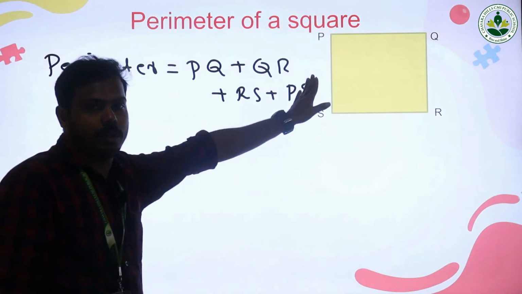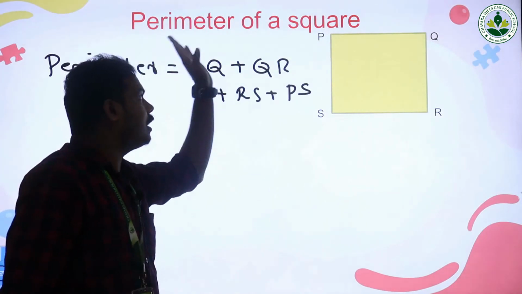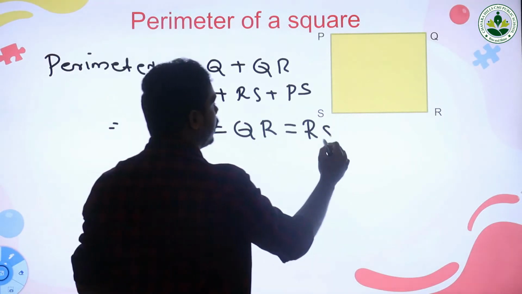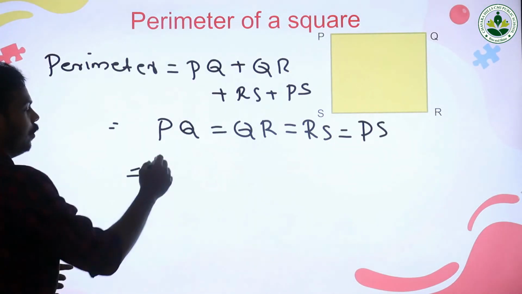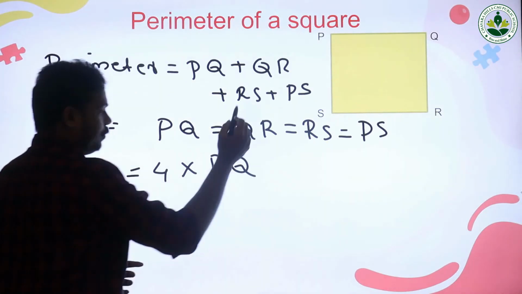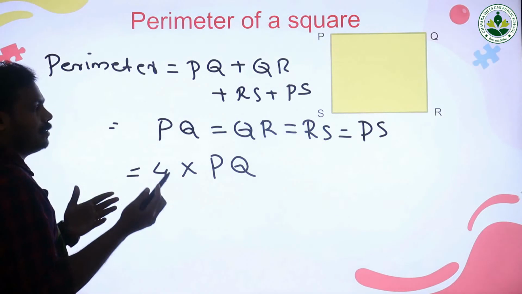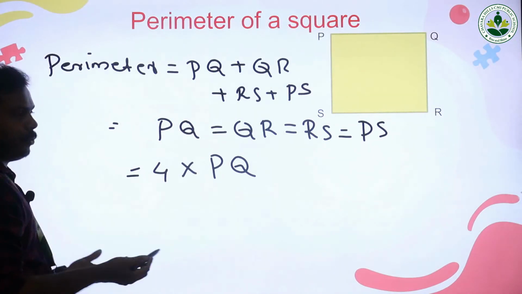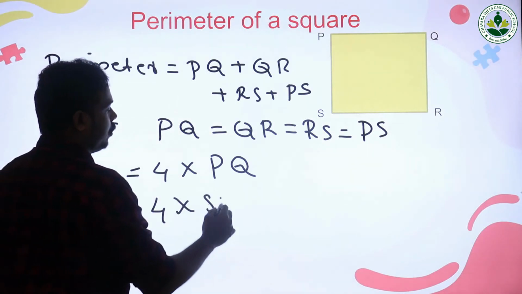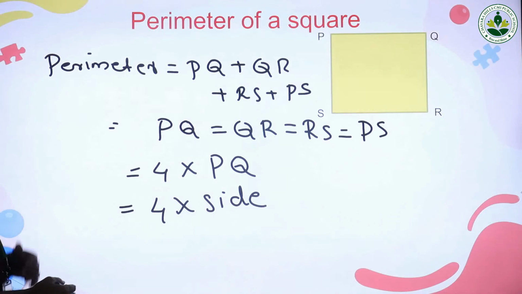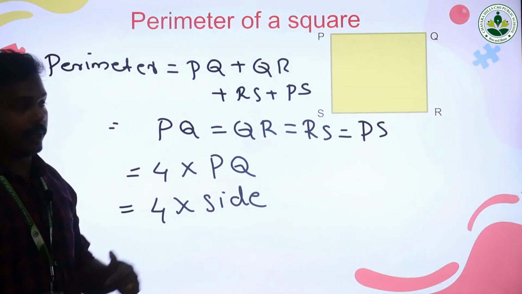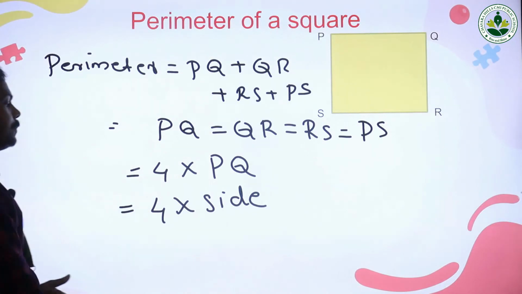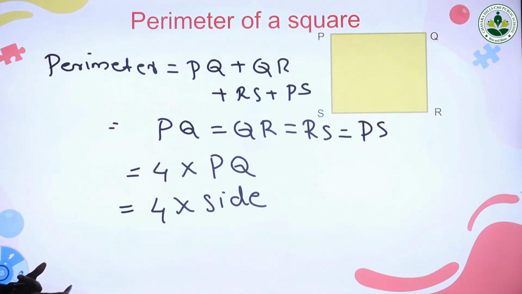Here it is a square. Square means all the sides are equal. That means the lengths of PQ, QR, RS and PS are equal. So we can write PQ instead of QR, RS and PS. That means 4 into PQ, and PQ is one side. 4 into side, that is the perimeter of a square. To find the perimeter of a square, just multiply the side by 4.